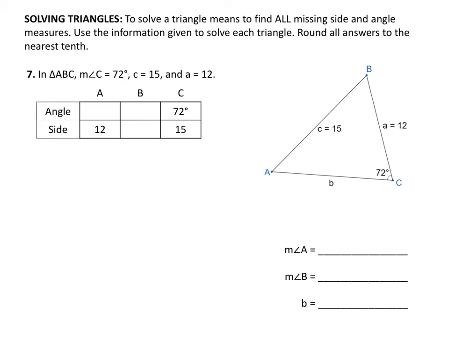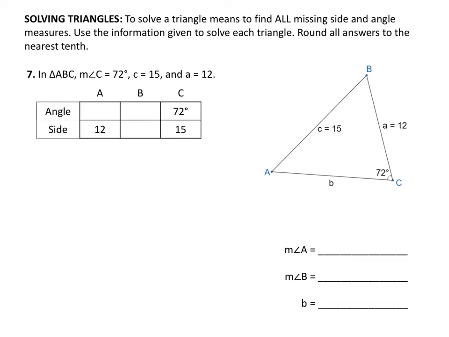Oh, much better. Okay, so in triangle ABC now, same problem, just renamed those letters. The measure of angle C is 72 degrees, side C is 15, and side A is 12. And then I drew the triangle in. And I knew that this was possible because the side opposite the angle we know is bigger than side A was. So this can't be an ambiguous case one. We can still check it after we put in our answers, but I know it's going to work out in our favor.